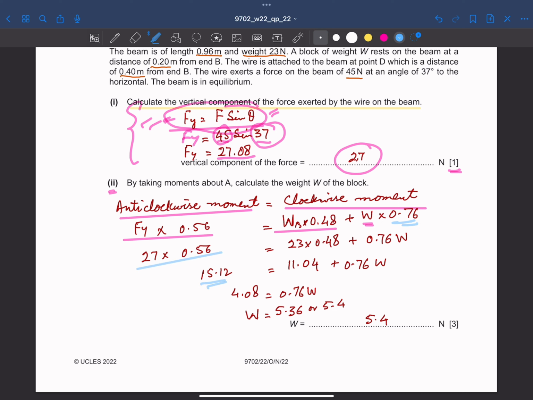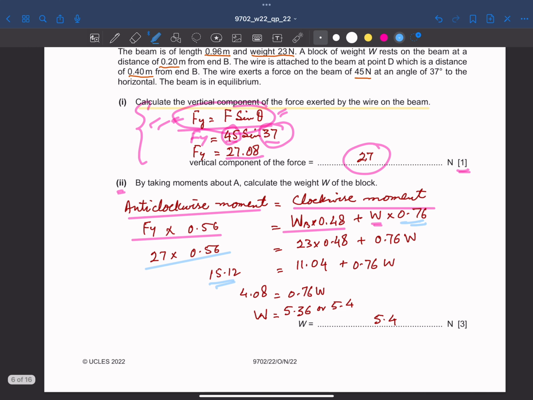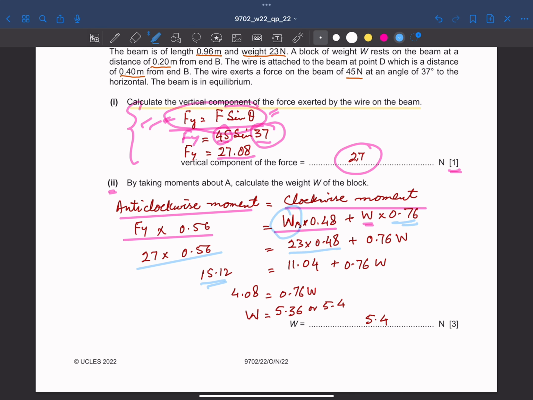Then simply you have these values, just multiply them. This is 23 Wb, and you are just multiplying these values and getting 11.04, and then ultimately 0.76 into W will give you the value of the weight of the block.